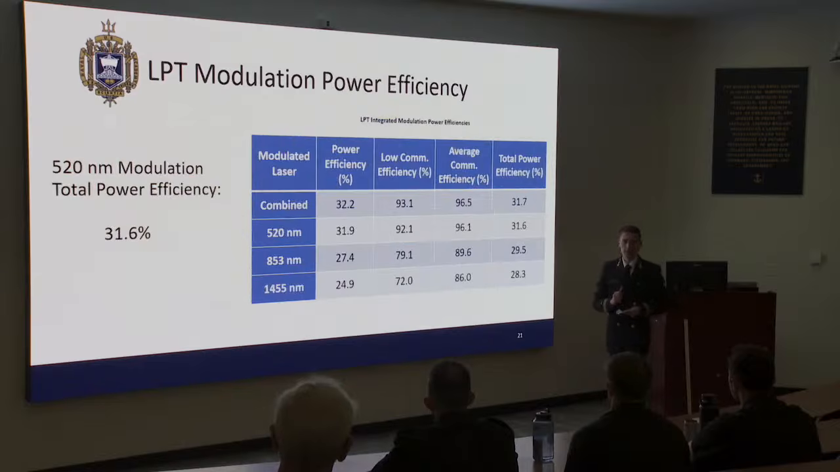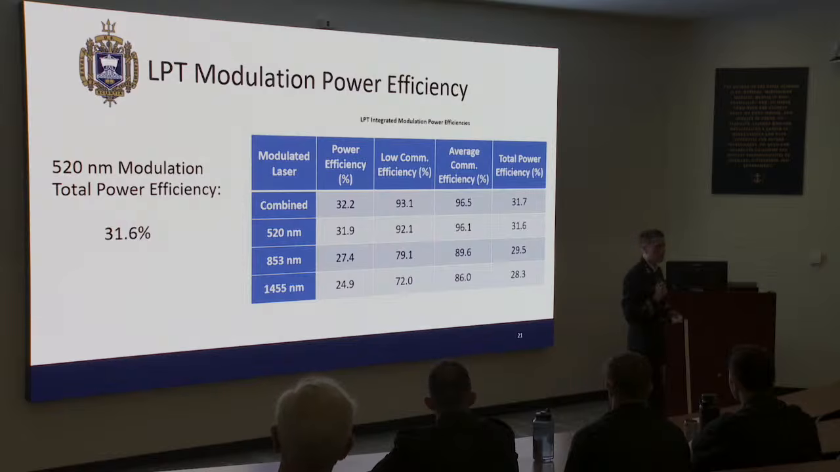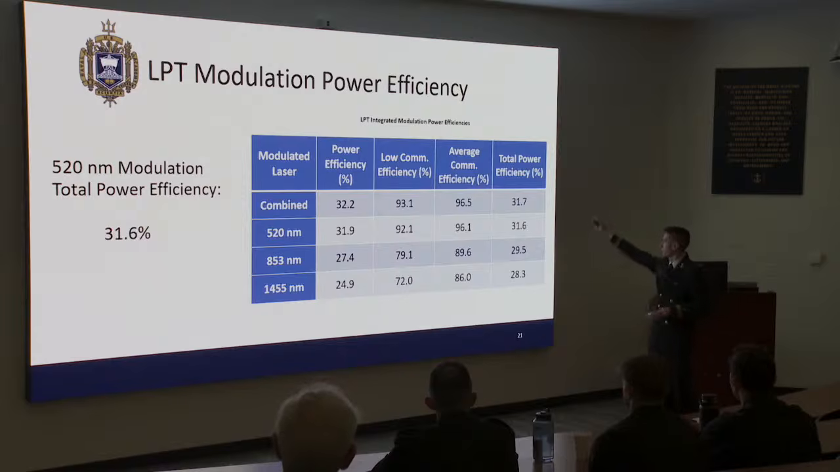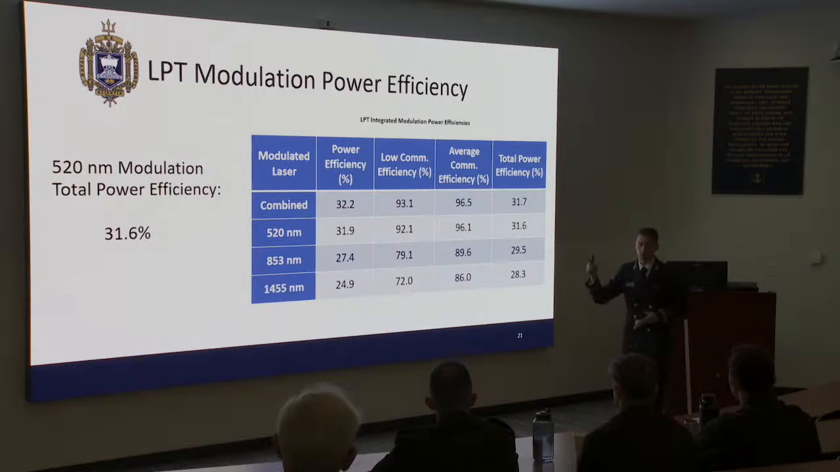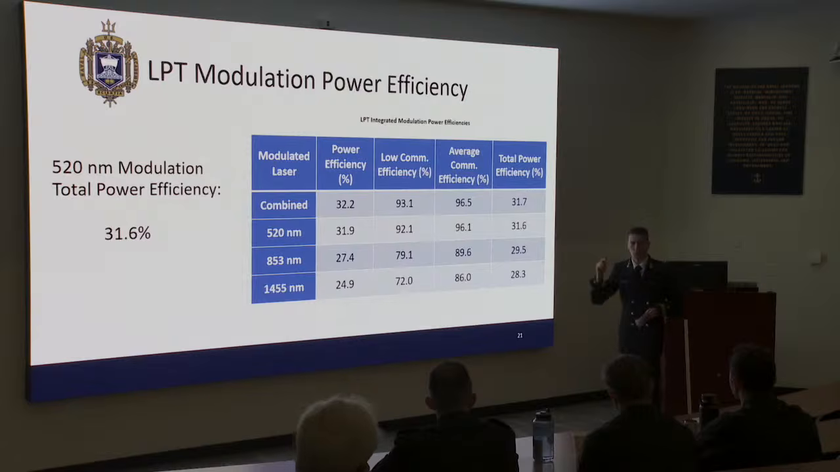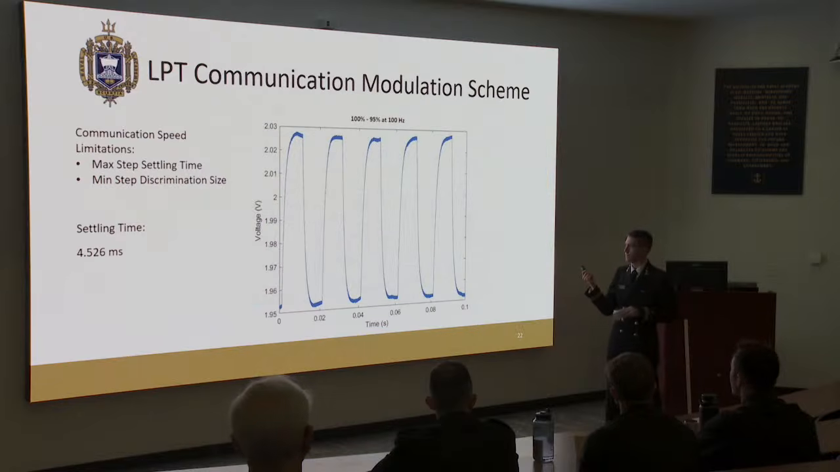Ultimately, we found that the most effective means of modulation was single modulation of the 520 nanometer laser diode. This allowed us to maintain high power efficiency while also introducing a less complex system that could be more easily worked with and malleable, ultimately creating a total power efficiency for an integrated system of 31.6%. When you compare that to the original maximum power efficiency of 32.9%, we see that this communication architecture itself is 96.1% power efficient. So we're losing 3.9% of our total power by introducing this modulation scheme.